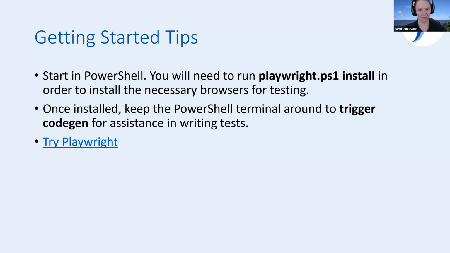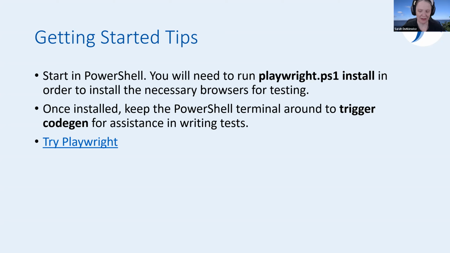Once you have your Playwright installed, keep that PowerShell terminal handy, because there's a feature called code generation or Codegen that you'll want to take advantage of when you're just getting started with Playwright. There's something else here called Try Playwright. Think of it as a playground. So they have different ways of working with Playwright and its various SDKs.